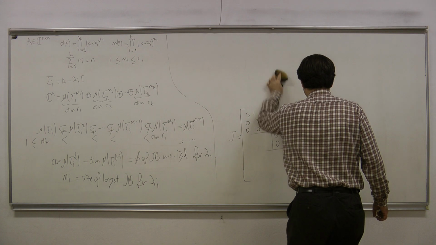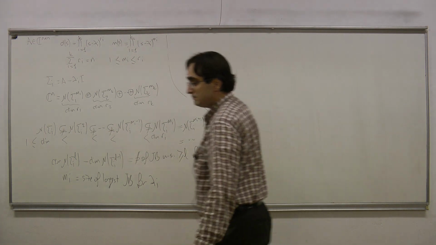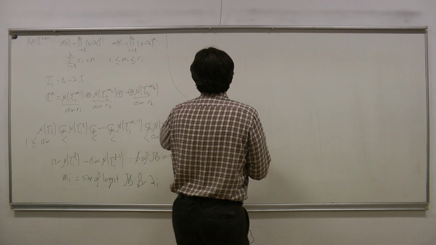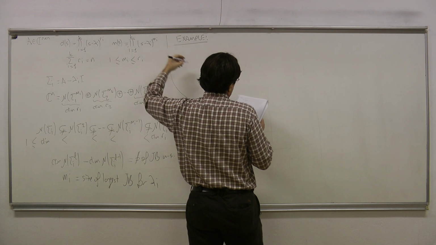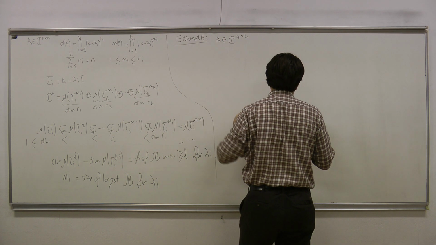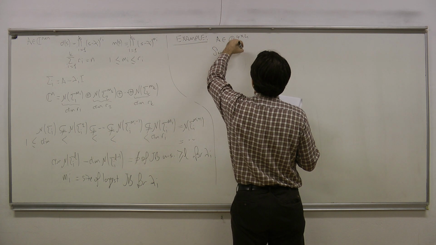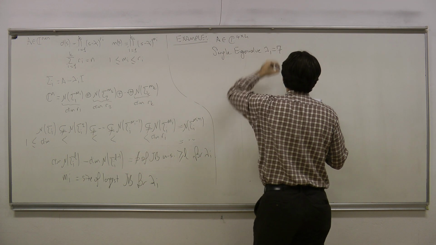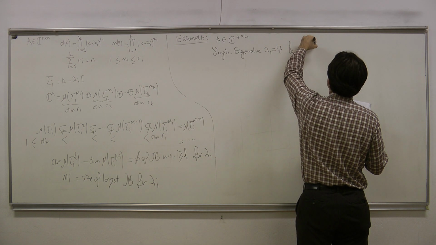Let me erase this one as well. So suppose that A is in C 4 by 4. So I have a 4 by 4 matrix, and I have a single eigenvalue, lambda 1 is equal to 7. And suppose that in addition to this, I know that M1 is 2.